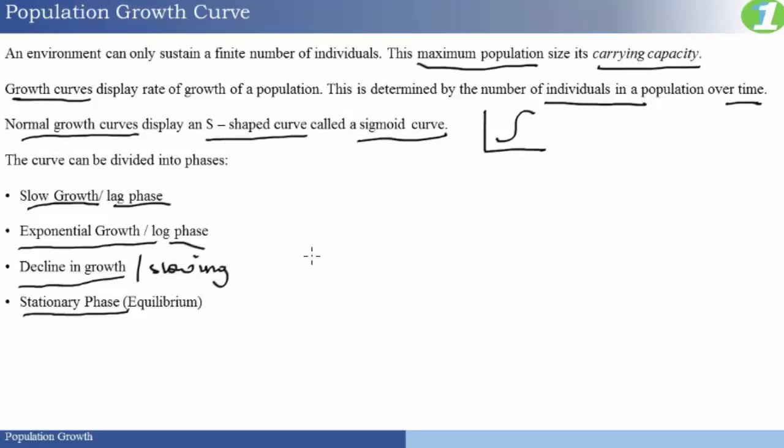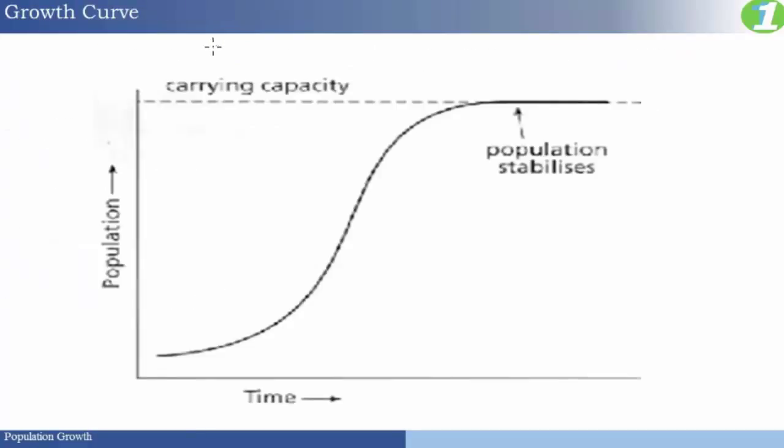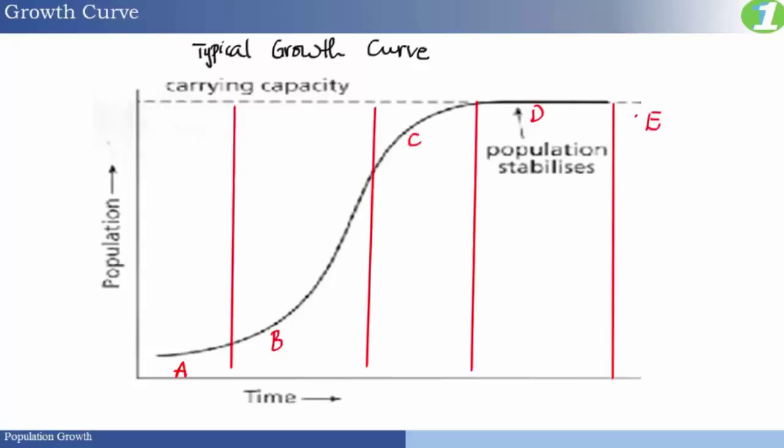Now let's look at a graphical representation of what we're talking about. Now this is the typical growth curve. And as you can see, the curve has a somewhat S-shape or sigmoid shape. The line of the curve is slightly S-shaped. And we're going to just create some divisions on our curve right now to depict the 4 phases. Okay, so I've divided the graph into different sections and I've represented them with A, B, C, D, and E respectively.